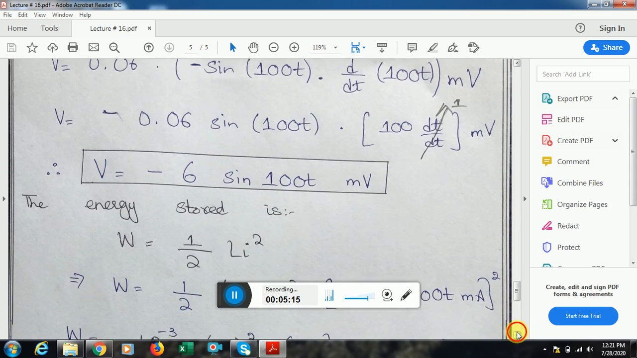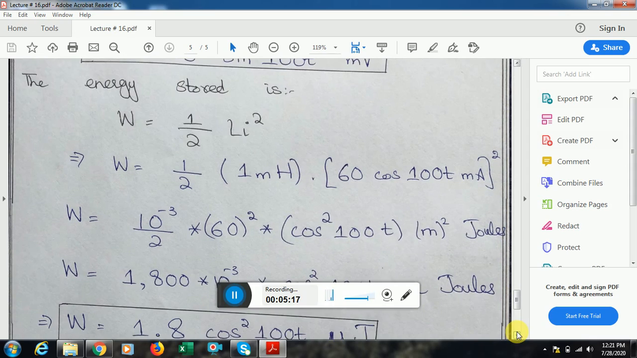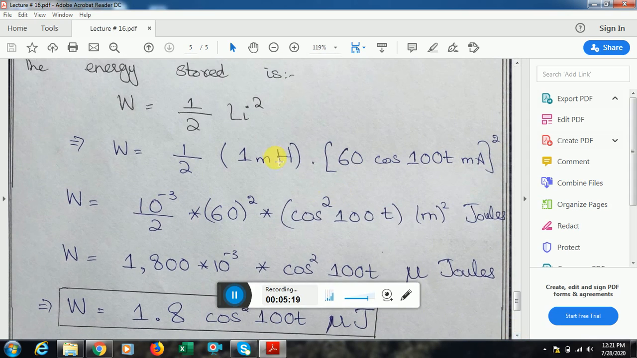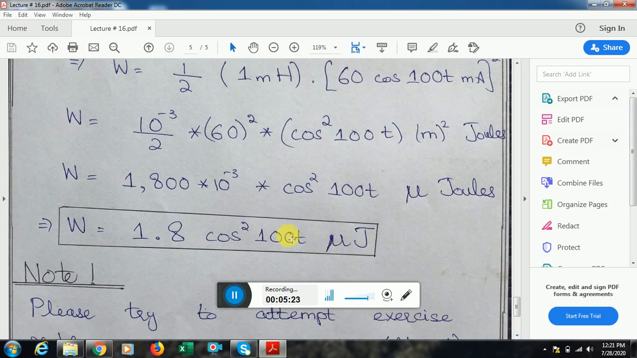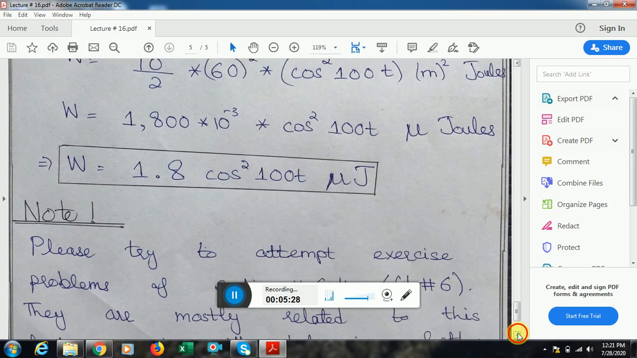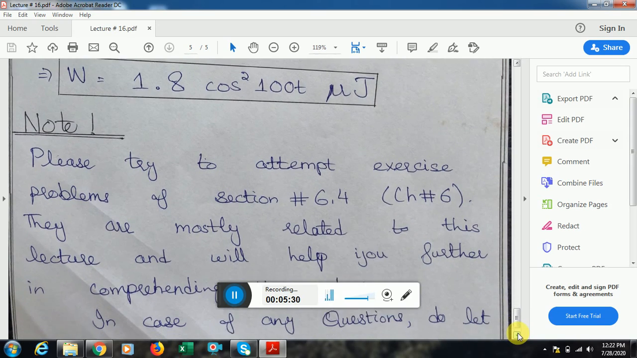The energy stored is 1 by 2 L i squared. I insert the value of i in this, and I get the energy stored as 1.8 cos squared 100t microjoules.